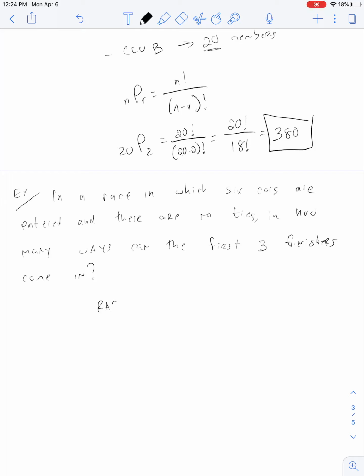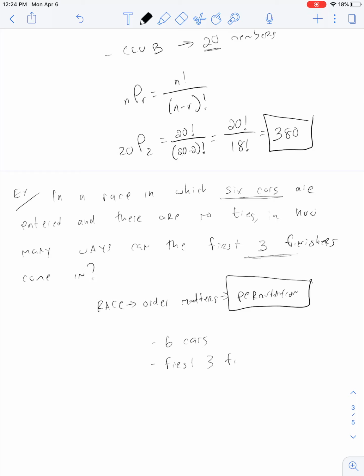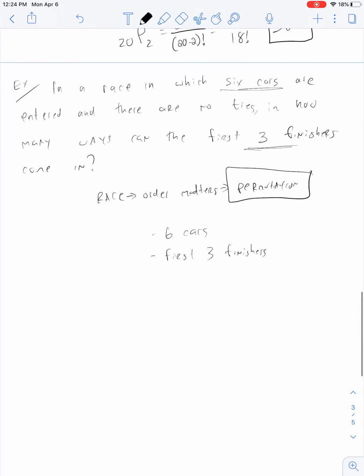So this is a race. We know with the race, order matters. All right, so this is a permutation. We have 6 cars and we want the first 3 finishers. So those are our numbers that we're going to use.